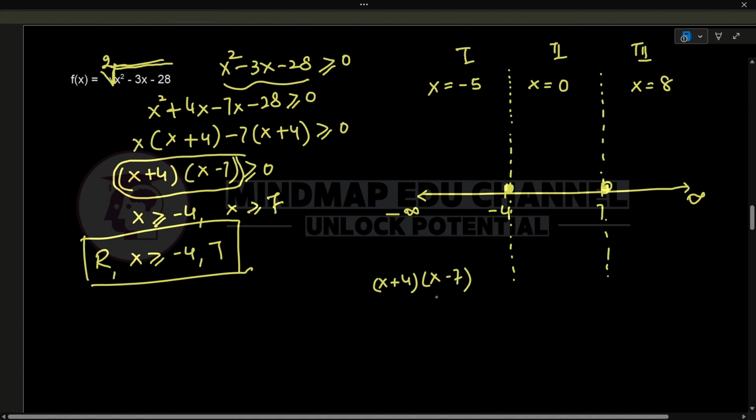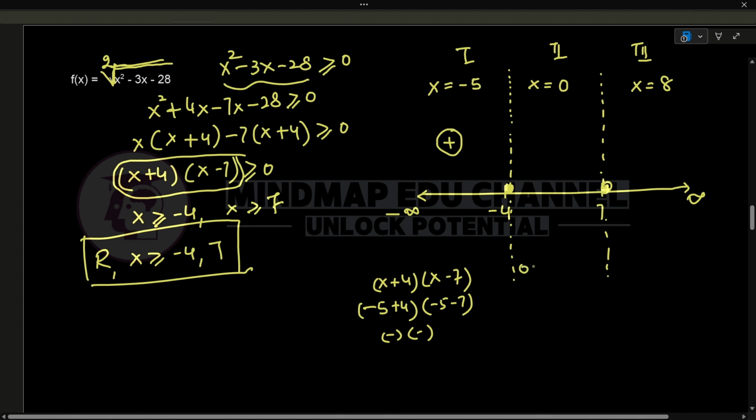Now, substitute these values. Here we don't want the numerical answer. We just want to check whether the result is positive or negative. So let's see, -5 plus 4, and here -5 minus 7. Here it is minus, here it is minus, so minus times minus will become plus. So the answer will be positive.